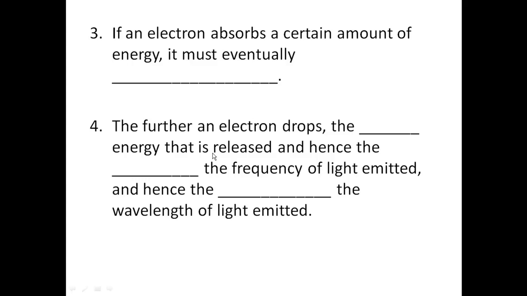All right. If an electron absorbs a certain amount of energy, it must eventually give it all back. All of it has to go back. Right? The further the electron drops, the more energy that is released, and hence the greater the frequency of light emitted, and hence the shorter wavelength of light emitted. Remember that your frequency and your wavelength are inversely proportional. So when one goes up, the other goes down.